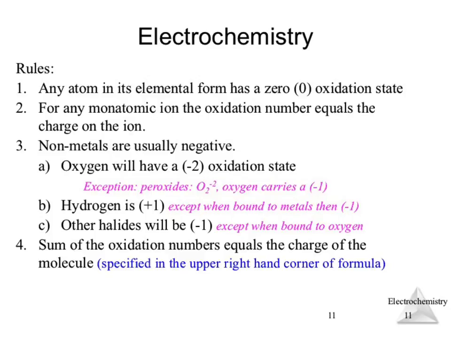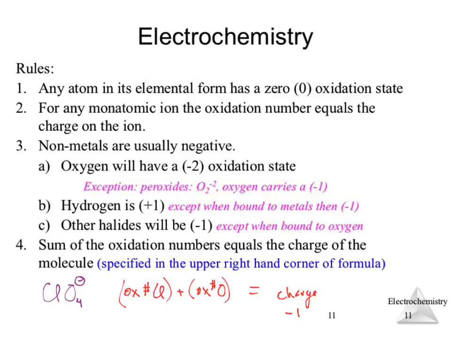What are we saying here? The sum of the oxidation numbers. So let's pick a difficult compound. If I take the oxidation number of chlorine and I add that to the oxidation number of oxygen, I should equal the charge. And where's the charge specified? Upper right-hand corner. So in this case, I would know that charge is a -1.